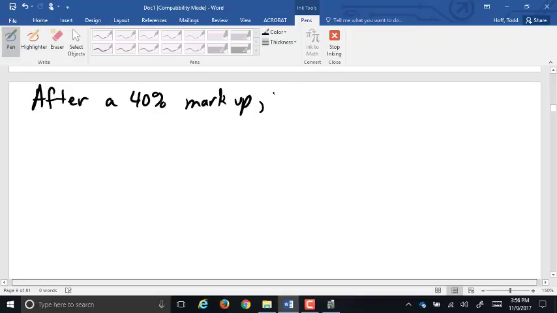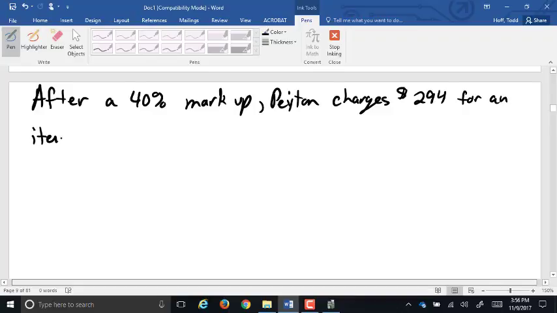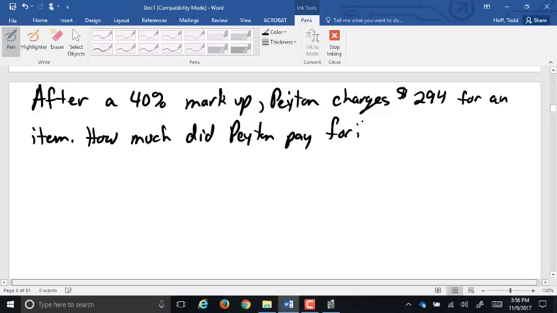Let's say after a 40% markup, Peyton charges $294 for an item. How much did Peyton pay for it? I'll give you a minute, use your notes, try to figure it out.